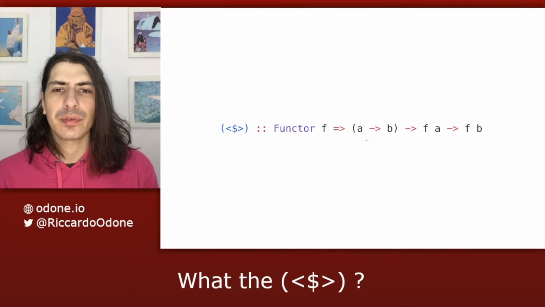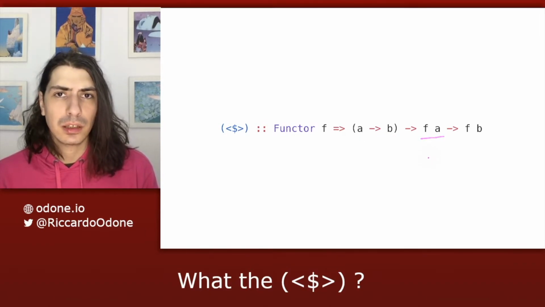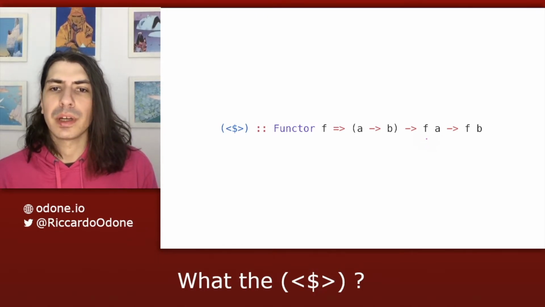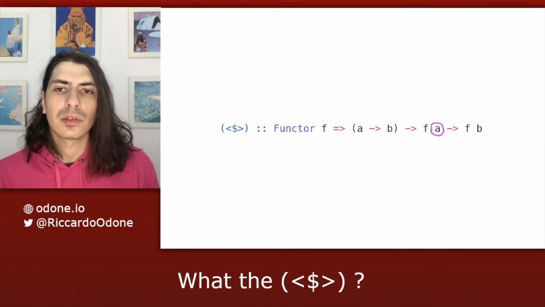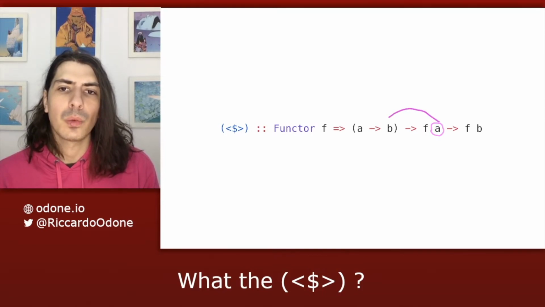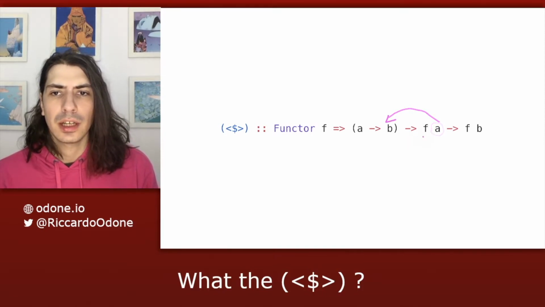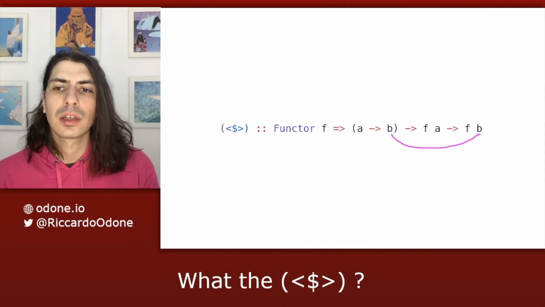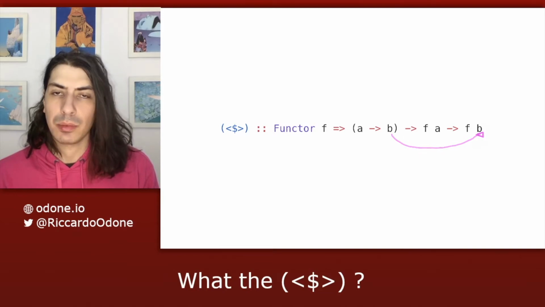So we have 2 arguments. The first argument is a function from a to b. And the second argument is a value a of type A wrapped in a context f. And it's easy to imagine that the way this works is that we somehow take the value out of the context, we apply this function here, and then we return the result of applying that function wrapped in the same context f.